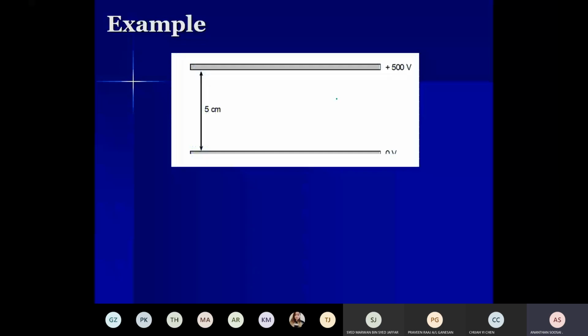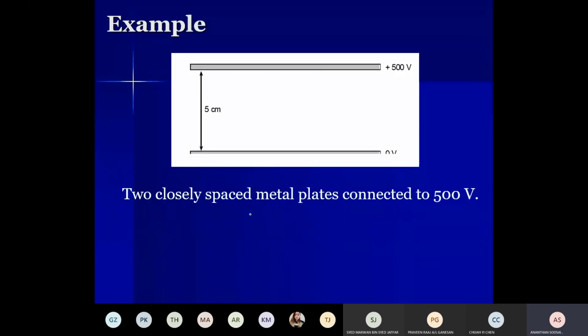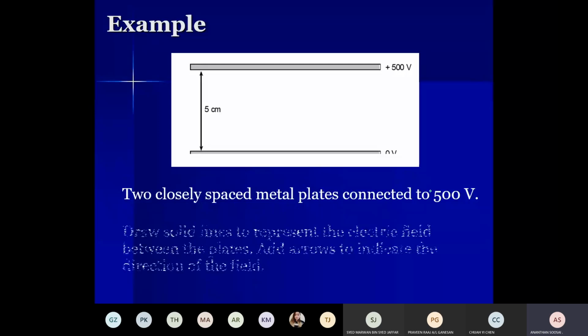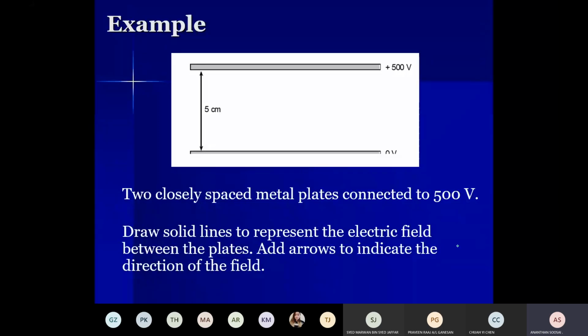Okay, I think the earlier one is quite straightforward. Now let's go beyond that. You have a parallel plate with 500 volts at the top and 0 volts at the bottom, separated by 5 cm. Two closely spaced metal plates connected to 500 volts. Draw solid lines to represent the electric field between the plates. Add arrows to indicate the direction of the field lines.